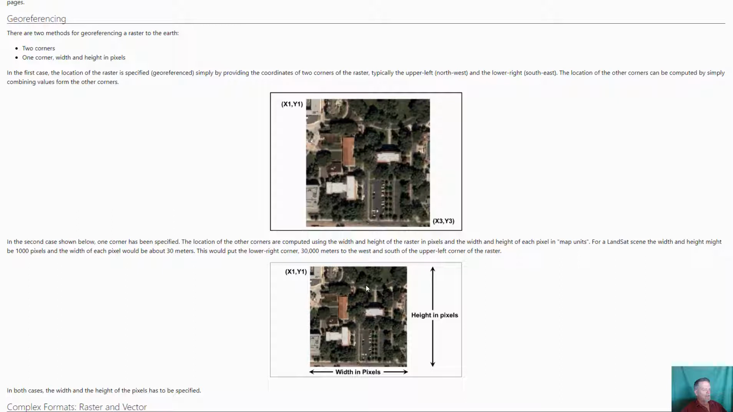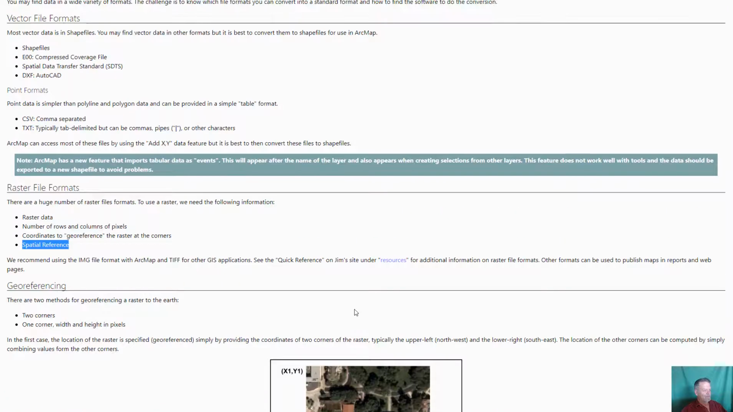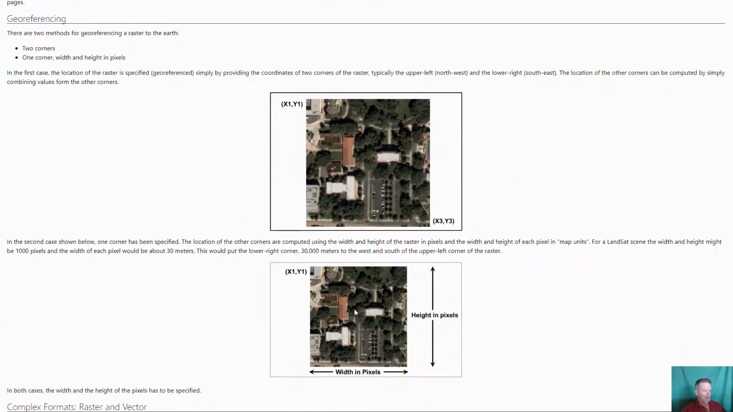Now, with JPEG and with TIFF files, there's something called a JPEG world file or a TIFF world file. Once you georeference a JPEG, it may have a world file with it. Again, if you convert it to an IMG or a TIFF, you don't have to worry about that because that data is held with the file format.